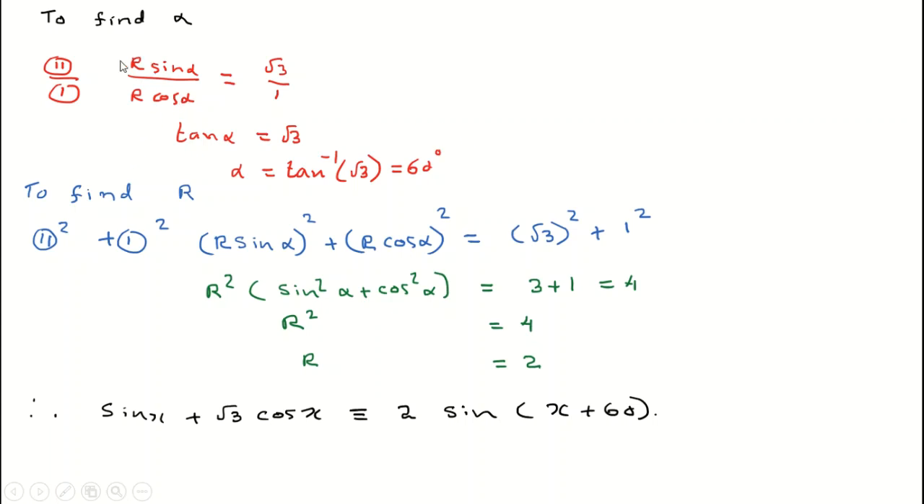To find r, we square these two equations and add. 1 squared plus root 3 squared is equal to r sin alpha squared plus r cos alpha squared. So r squared is common here, take it out, sin squared plus cos squared is 1, so r squared is equal to 3 plus 1, which is 4, r is equal to 2. Therefore, we can write sin x plus root 3 cos x is equal to 2 sin x plus 60.